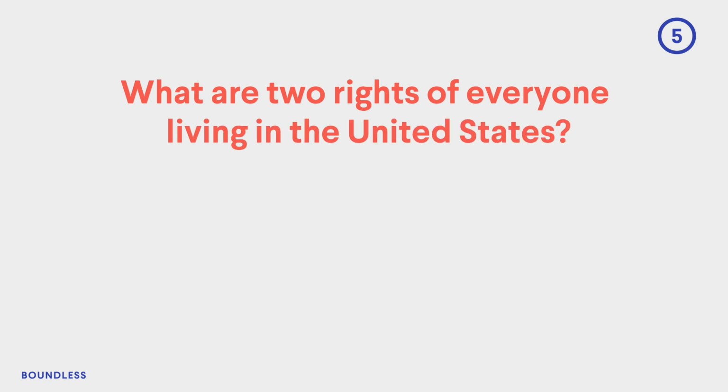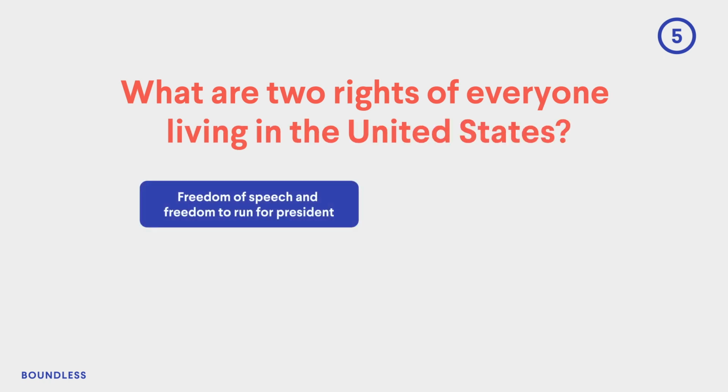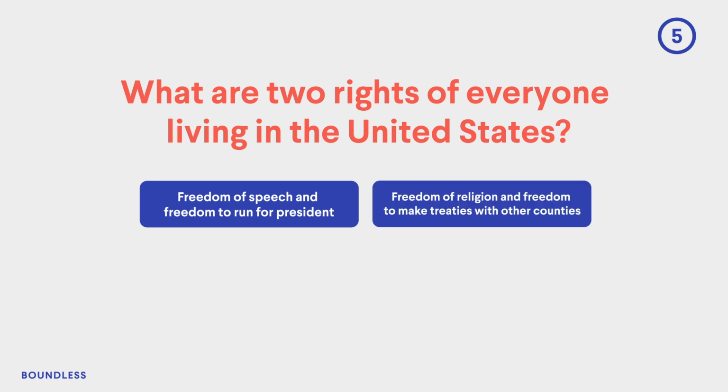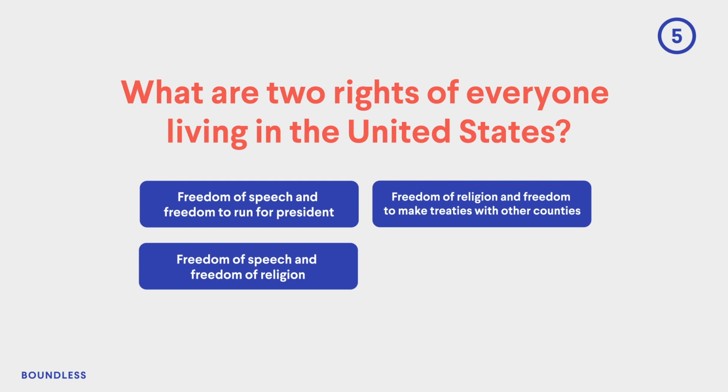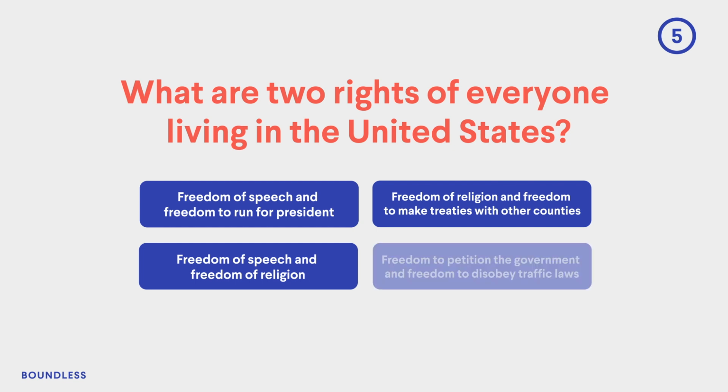What are 2 rights of everyone living in the United States? Freedom of speech and freedom to run for president. Freedom of religion and freedom to make treaties. Freedom of speech and freedom of religion. Freedom to petition the government and freedom to disobey traffic laws.